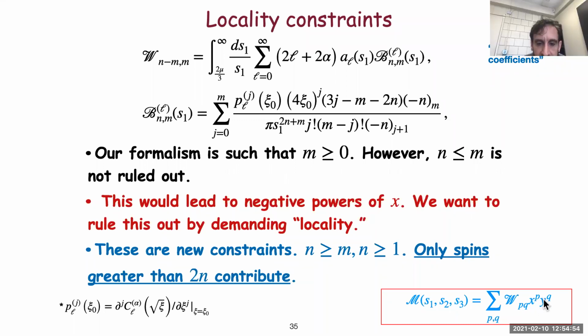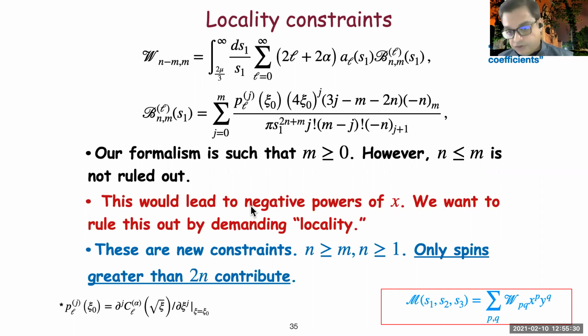So remind us a bit, which one was x and which one was y? Sorry. So x was the quadratic combination and y was the cubic combination. Yes. Okay, thanks. Because we are expanding around a equal to 0, you can potentially see negative powers of x, but you'll never see negative powers of y. So our formalism is such that m is bigger than or equal to 0. However, this first entry, n, could be less than or equal to m, which would allow for negative powers of x.